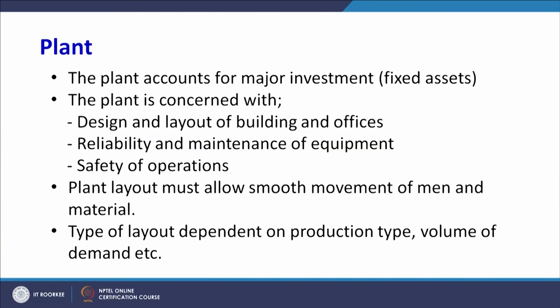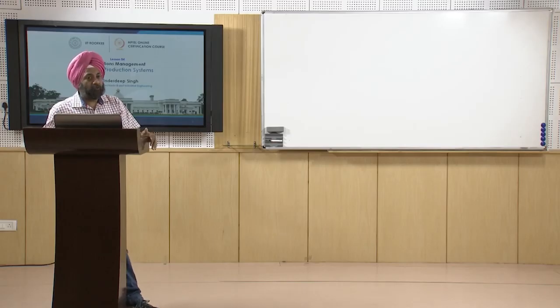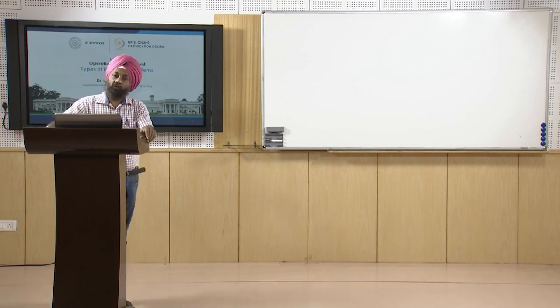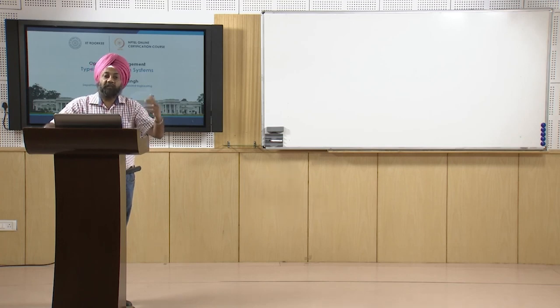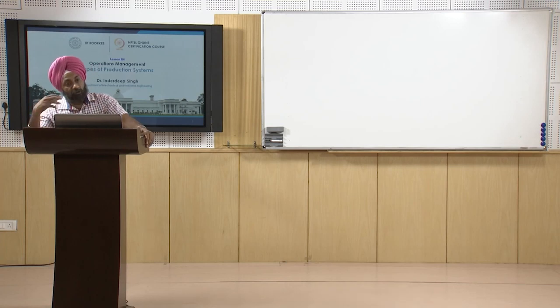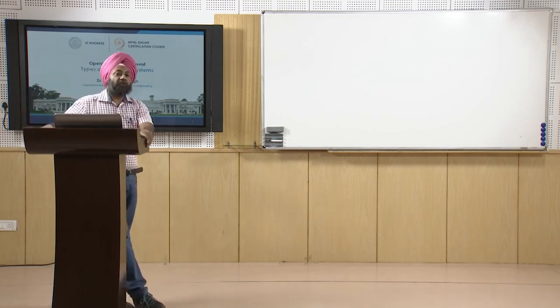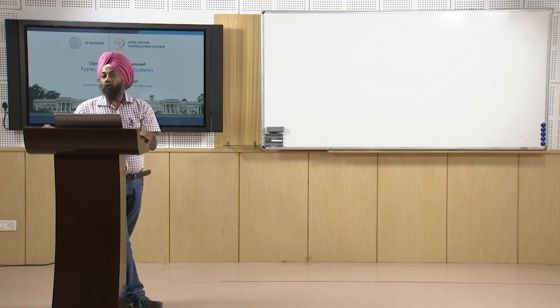So we will see today the types of production system. There are intermittent type of production system, there are continuous type of production system. So the type of layout will depend upon the type of production system. The volume of demand, for example, we require very high production rate, or the demand is continuous, we have to supply the product at a very fast pace. That will have a bearing on the type of layout that we are planning for the operations.